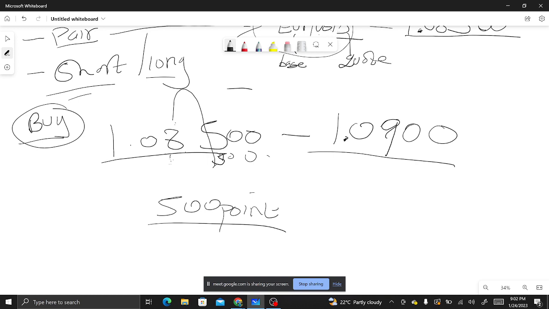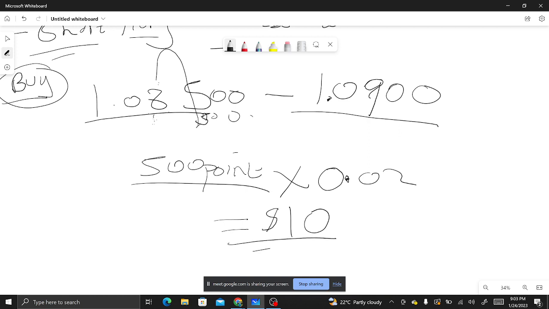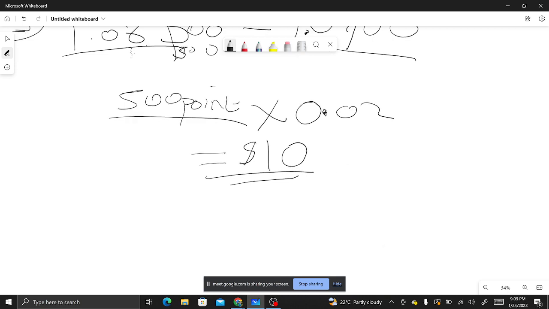So we have heard us talking about the point. Now how do you calculate your profit? You multiply the points times the lot size you select. If you selected a lot size of 0.02, you multiply that to get your profit. How much money will you have made? 0.02 times 500, which is $10. So when you get this profit of $10, you can just withdraw it to your M-Pesa instantly.